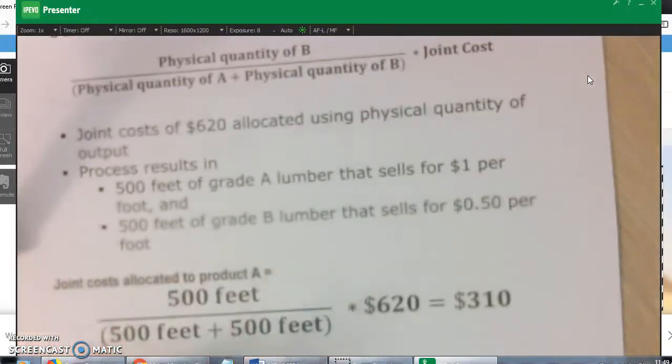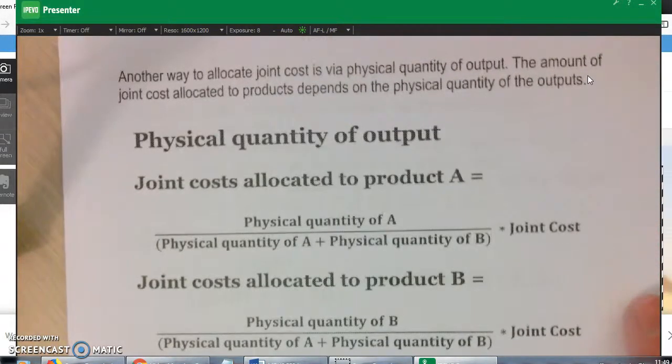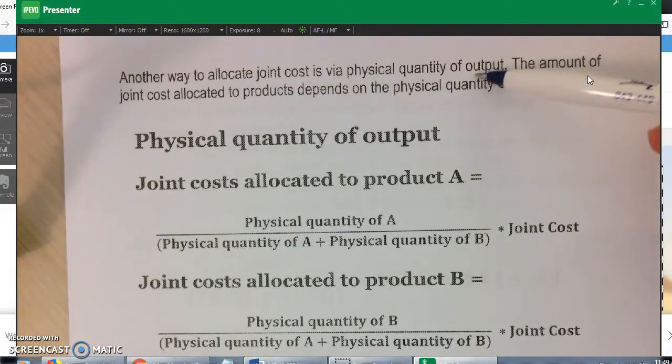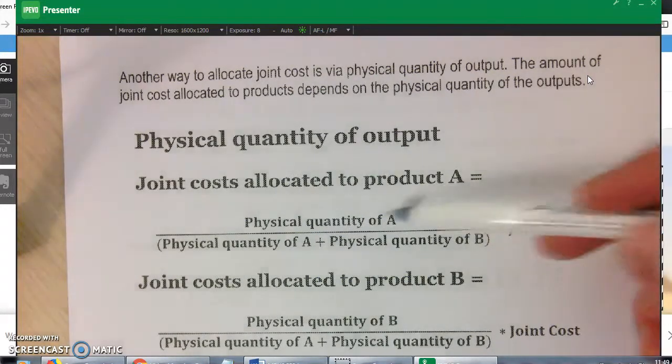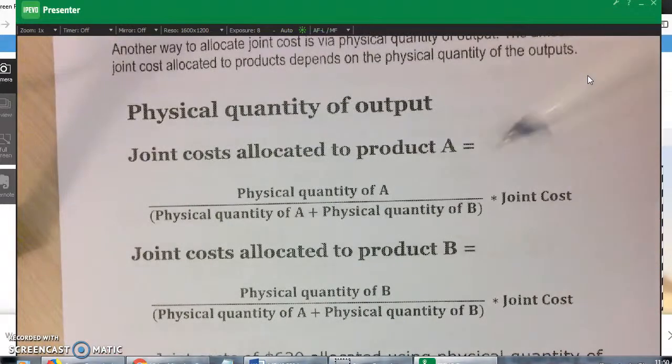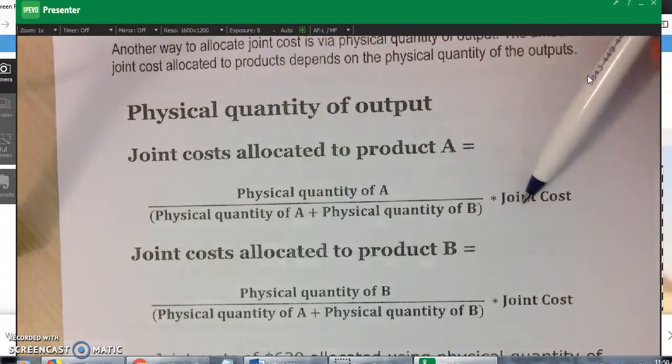Okay? When I look over here, the other way that I can do it is my physical quantity way. Another way to allocate is based upon the physical quantity of output. So it's the same idea where I just take the physical quantity of A divided by the total physical quantity times the joint cost.